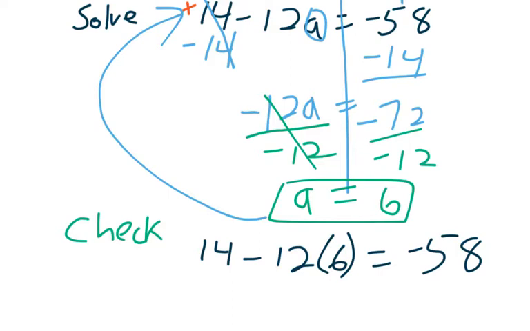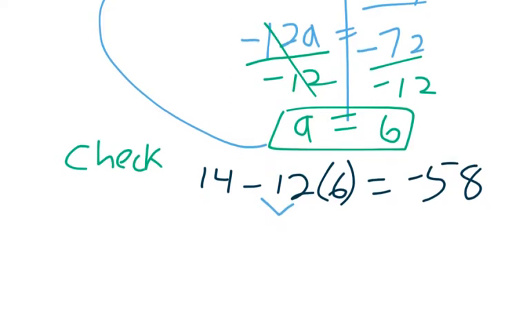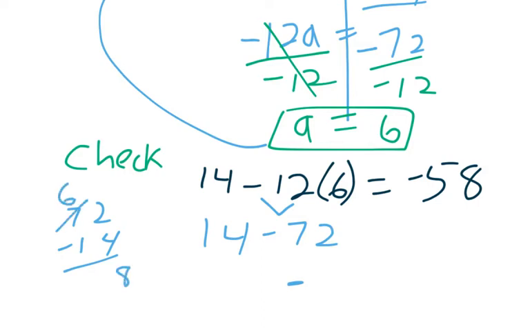So I would do that math. I would multiply first using order of operations, because all I'm doing is simplifying. Negative 12 times 6 is negative 72. Bring down my 14. 14 minus 72. They're unlike signs, so I'm going to subtract them and keep the sign of the larger number, so it's going to be negative. And 12 minus 4 is 8. Borrow here, and 6 minus 1 is 5. So it's negative 58 equals negative 58, and it checks.